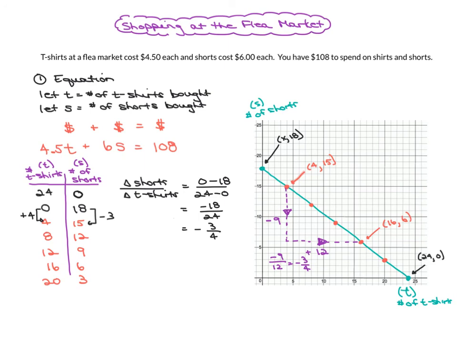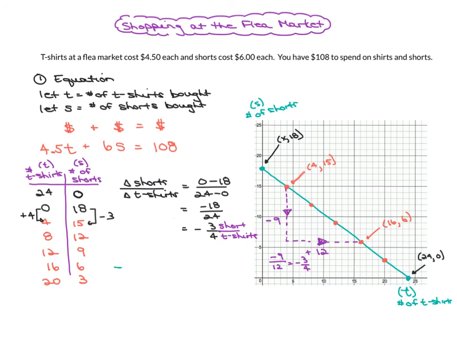Next task. What does this constant rate of change mean in the context of the problem? And I'm going to add a few units here. It's -3 shorts over 4 t-shirts. Pause and jot down your ideas about what this means for the problem. Here are my ideas, and let's compare them to what you were thinking.